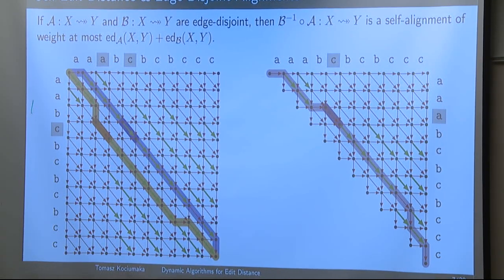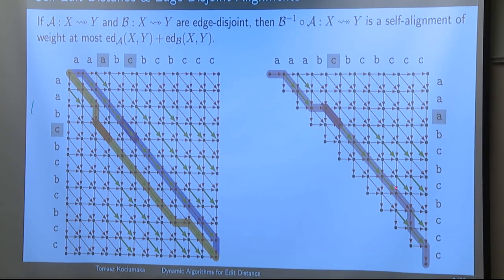And because of this, also the length of this self-alignment is bounded by the sum of lengths of these two alignments between x and y. That's because the distance is symmetric, so the cost of b and b inverse is the same.